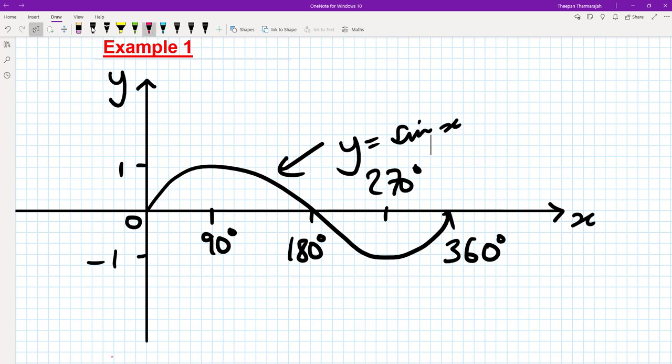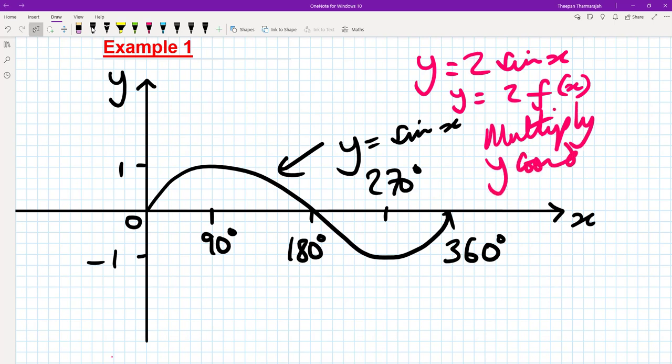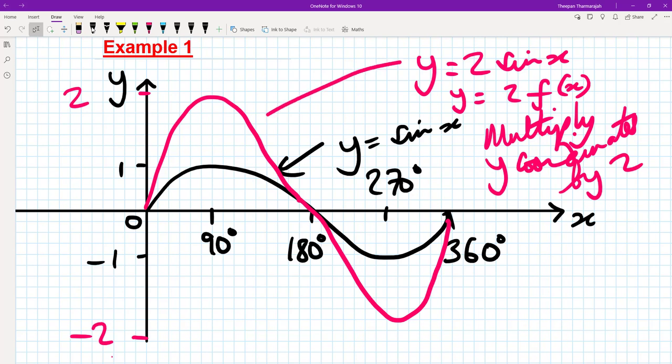Now if they asked me to draw the graph of y equals 2 sine x, this resembles the function y equals 2 times f(x), and we know the rule for this. You multiply the y coordinates by 2. So in our case, our function gets stretched by 2 in the y direction. So this would be 2, and this would be -2, and this would be the function 2 times sine x.